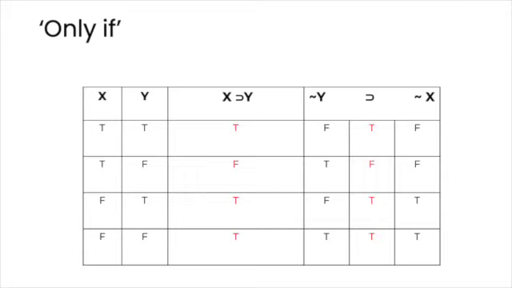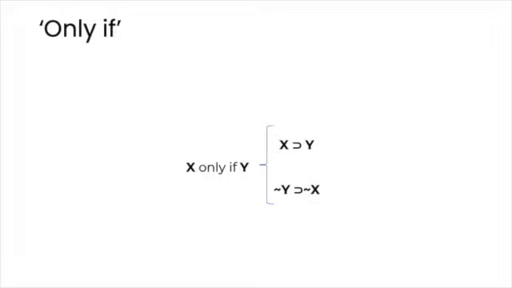Okay, once we have filled the truth table, we can see that no matter which case we consider, they always have the same truth value, and this means that they are equivalent. In consequence, we can see that there are two ways of expressing X only if Y, and those are if X then Y and if not Y then not X.